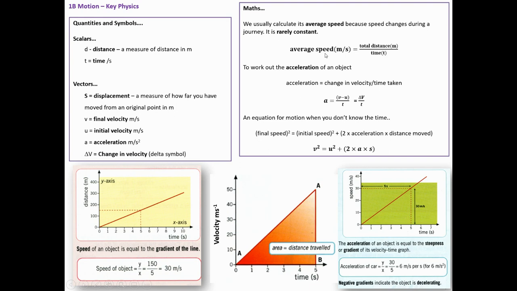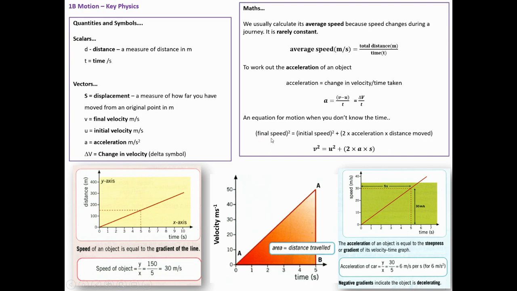Maths-wise, we've got average speed is total distance over time, because with your speed, you might go faster or slower. We've got acceleration of an object, so that's change in velocity over time taken. That's very important to talk about the change. That comes from the formula v take u over t is a, acceleration, or you could write delta v being a change in velocity. That's why we use this delta.